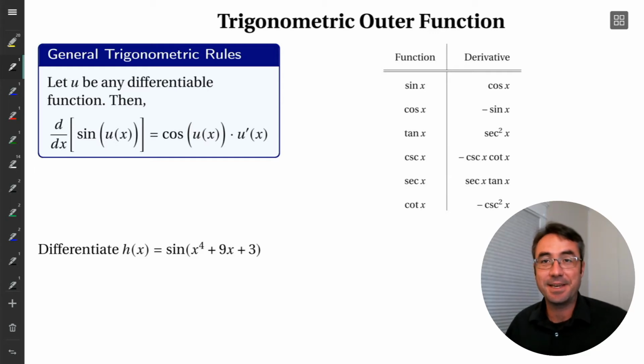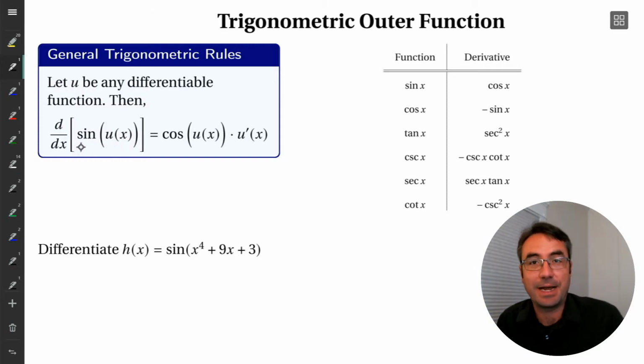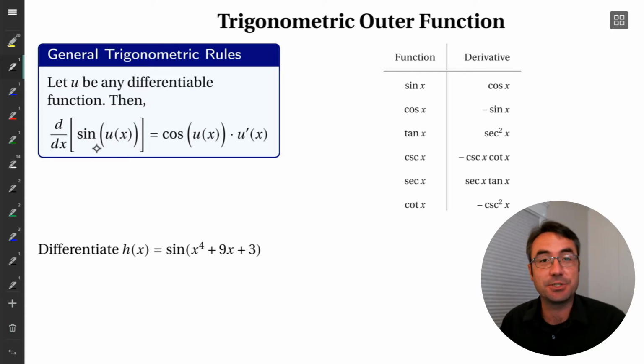All right, now let's look at another special case, the general trigonometric rule. So let's read through it. Let u be any differentiable function, then the derivative of sine of u of x. Now here again we have a composition. Sine is the outer function, u of x is the inner function. How do we differentiate this composition?